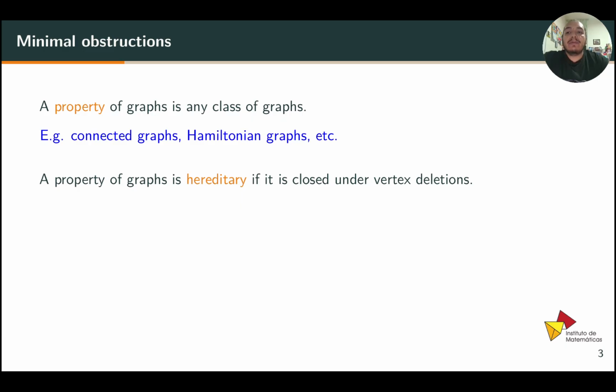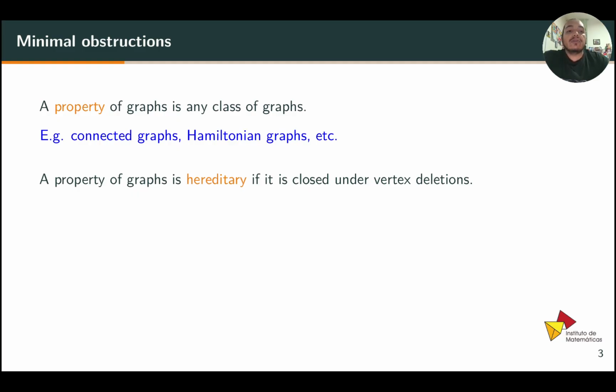That means if you have a hereditary property and you have a graph with this property, anytime that you delete one vertex of this graph, the remaining graph is going to have also the same property. Connected graphs and Hamiltonian graphs are not hereditary graph classes because if you have a connected graph with a cut vertex and you delete that vertex, then the remaining graph is not going to be connected anymore. The same way, if you have a cycle, which is a Hamiltonian graph, and you delete any vertex, you are going to obtain a path which is not a Hamiltonian graph anymore.